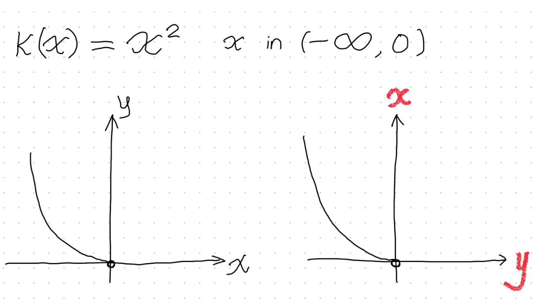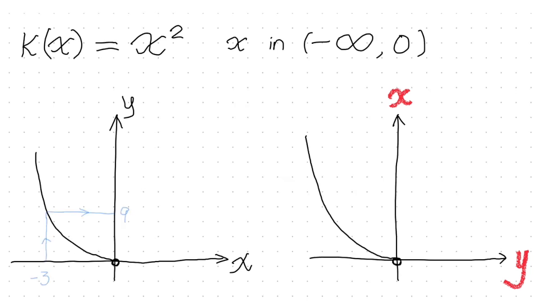I know it looks weird because usually we have y on the top, x on the right, but technically it is correct, and I will explain why. If we look at the graph on the left side, we know how to find the output y from the input x using the graph. For example, if x is equal to negative 3, we can trace the blue arrows and find y equals 9.